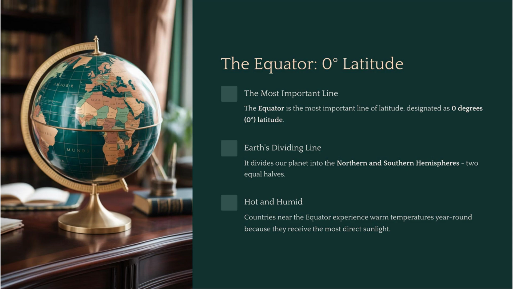The most important line of latitude is the equator. Imagine a giant belt cinching the Earth right in the middle. That's the equator, and it's assigned 0-degree latitude. It's the starting line for measuring north and south. The equator does more than just give us a starting point. It actually divides the world into two equal halves. Everything above the equator is in the northern hemisphere, and everything below it is in the southern hemisphere. The climate near the equator is usually much warmer because it gets direct sunlight year-round.